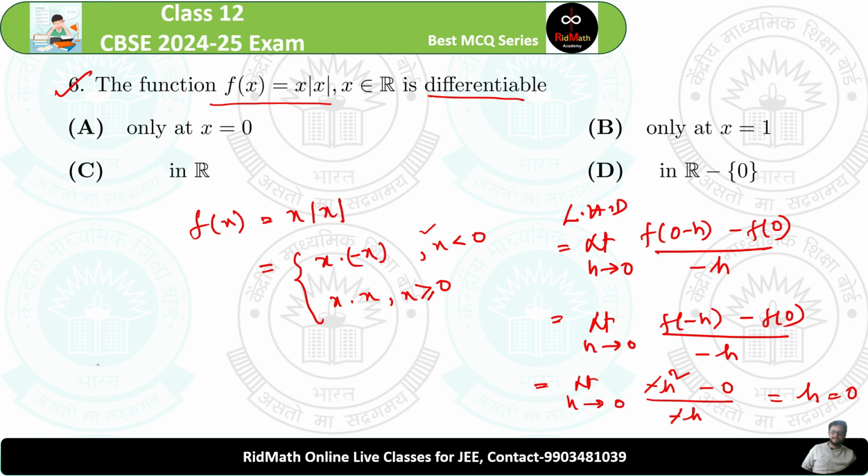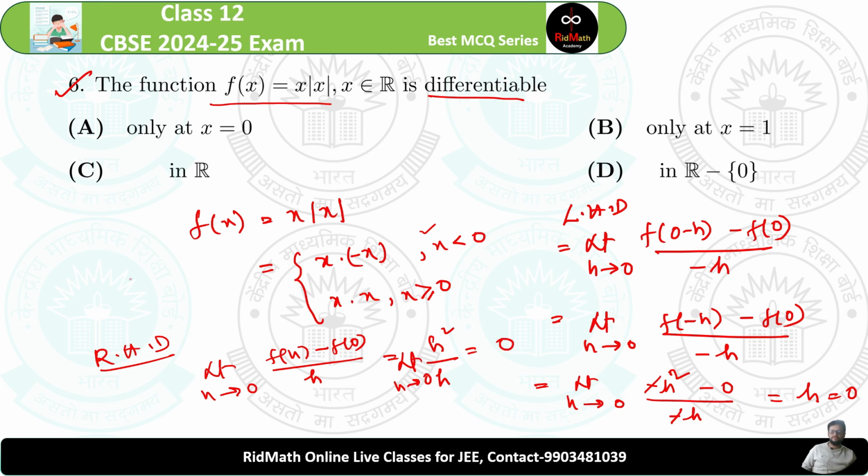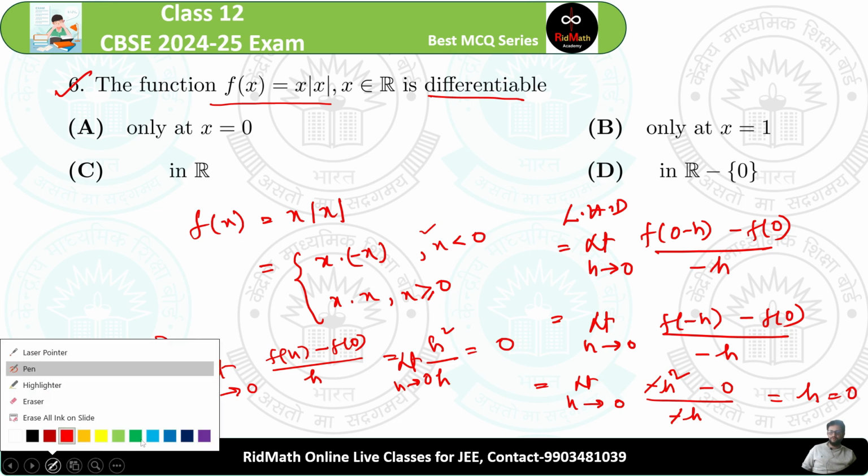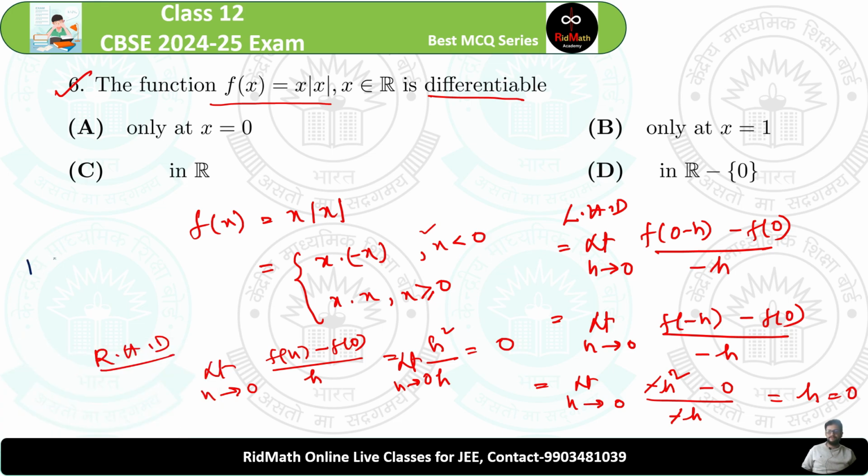Now check the right hand derivative. Right hand derivative is easy, because this is limit h tends to 0 f of h minus f of 0 divided by h. So this is h square by h, and limit h tends to 0. So this is also 0. So left hand derivative and right hand derivative both are equal. So we can say that f(x) is differentiable everywhere in R.